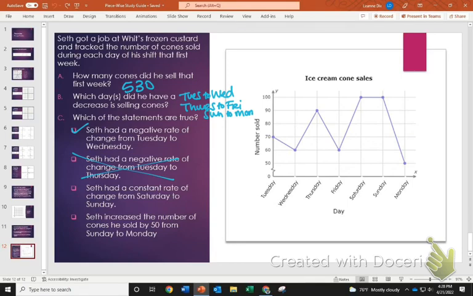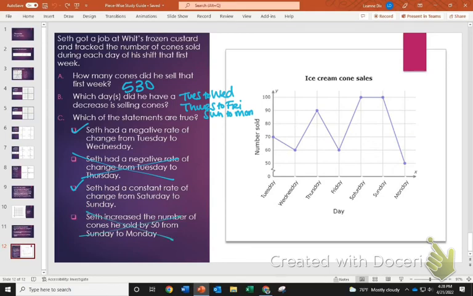Seth had a constant rate of change from Saturday to Sunday. Well, it does in fact stay the same. That's what constant means, so that's a true statement. And then finally, Seth increased the number of cones he sold by 50 from Sunday to Monday. So here, Sunday to Monday, it goes from 100 down to 50. And they said increased. Well, it is by 50, but it's not increasing. It is decreasing. Oops, did not mean to do that. So this is actually a false statement.